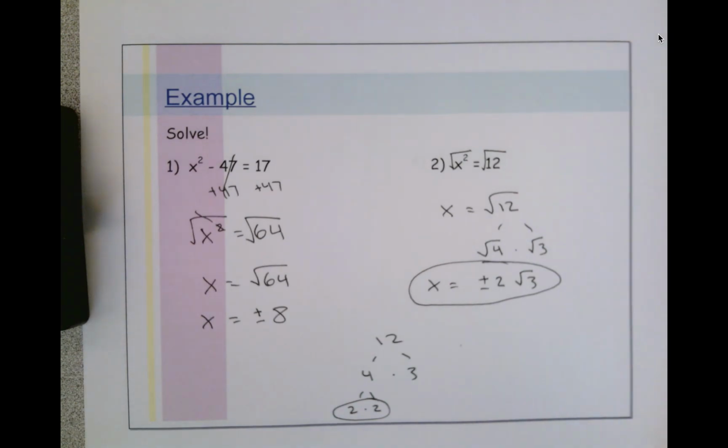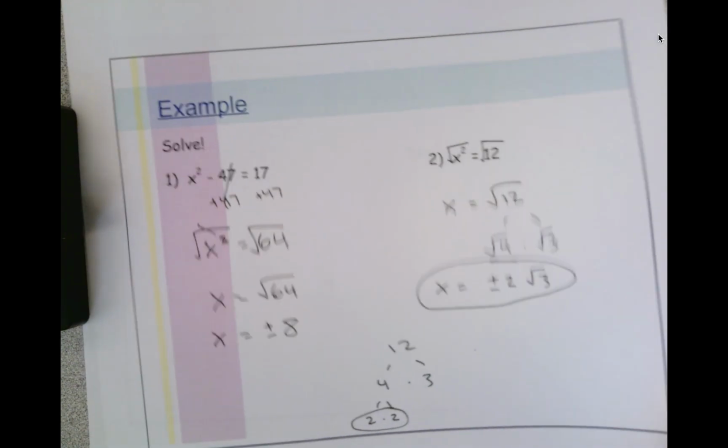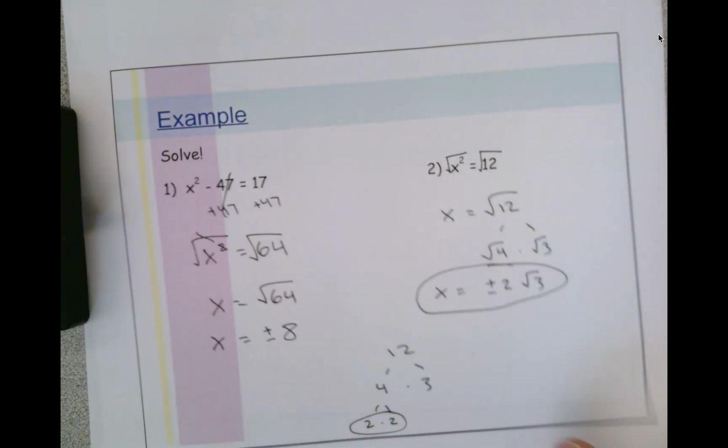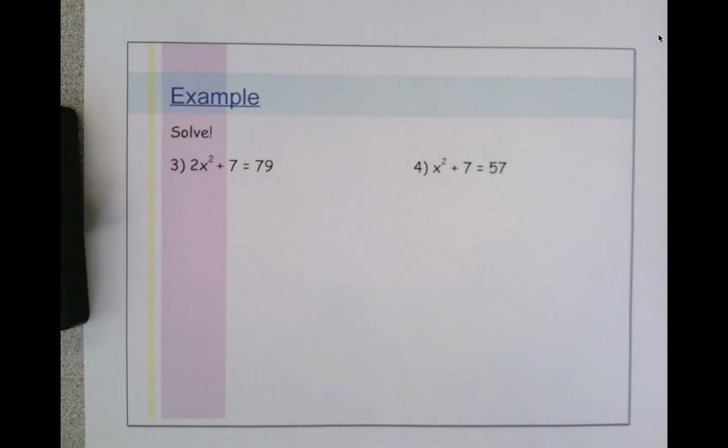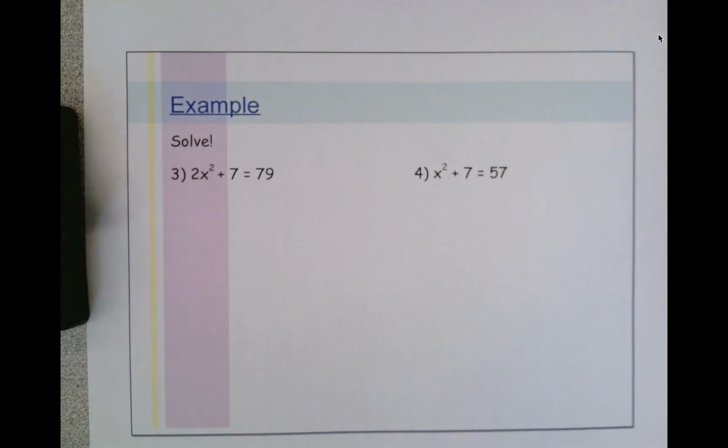Again, however makes sense to you. We could use the prime factorization way to do this, or we could just use number sense and identifying factors. But either way, this is the key step, taking the square root of each side for those. Now, what I want you guys to do, try these two. Go ahead, try them, pause the video to do this, and check your work when you come back.